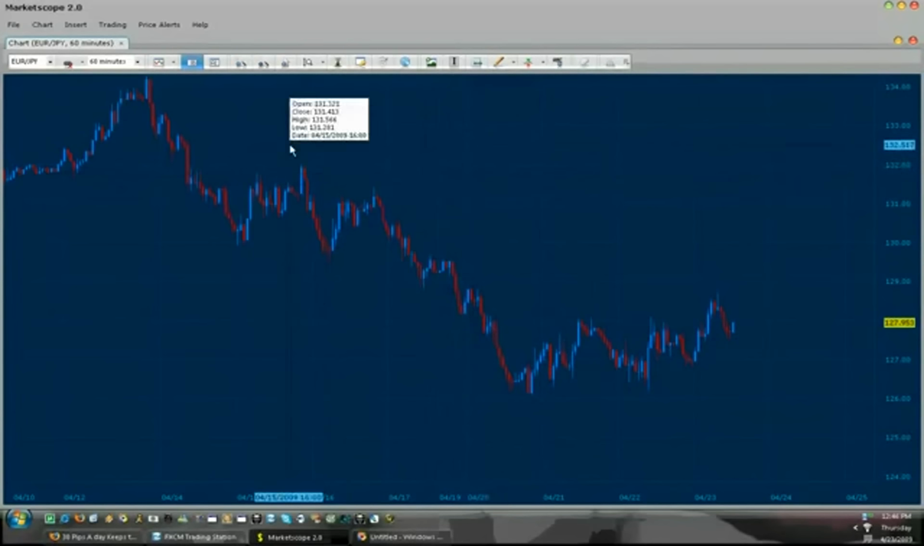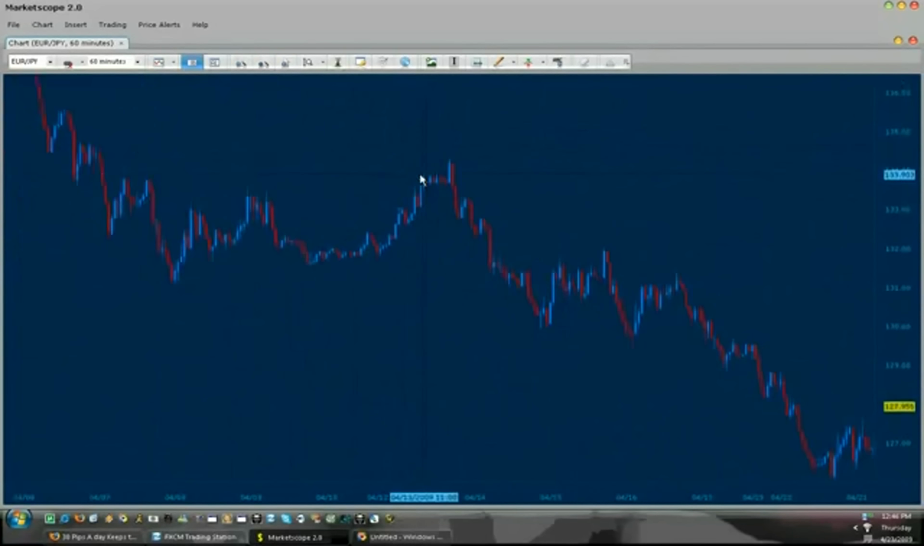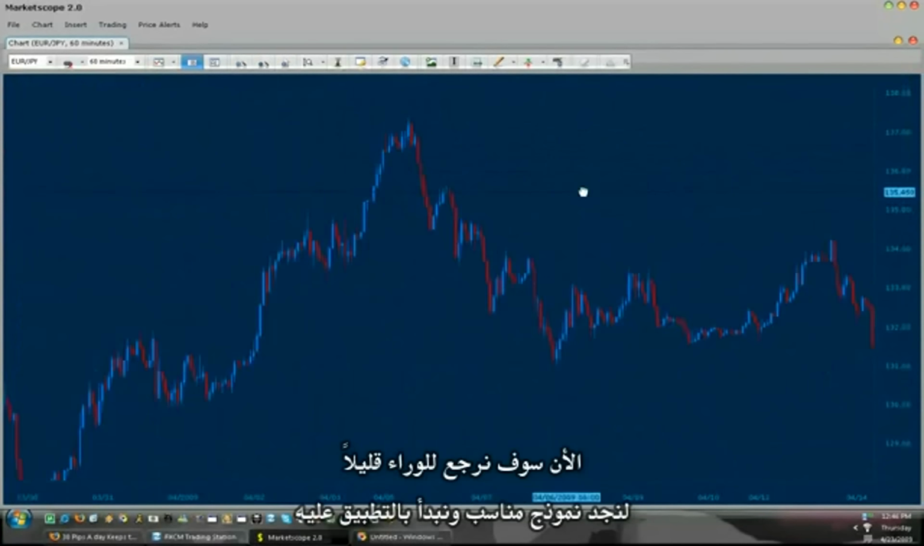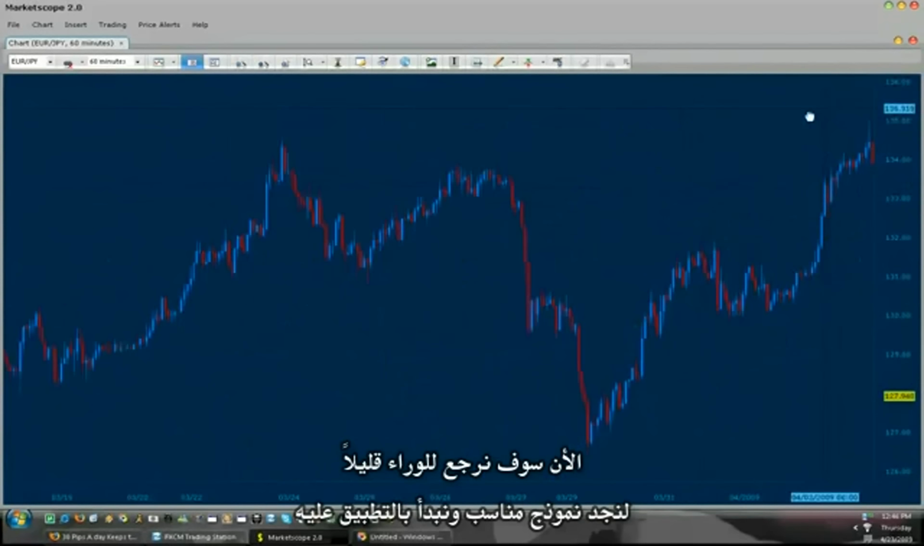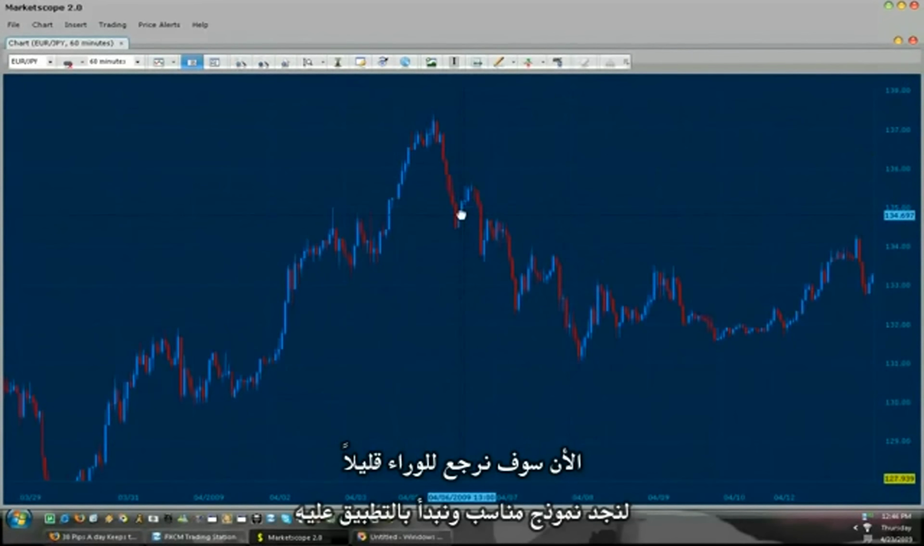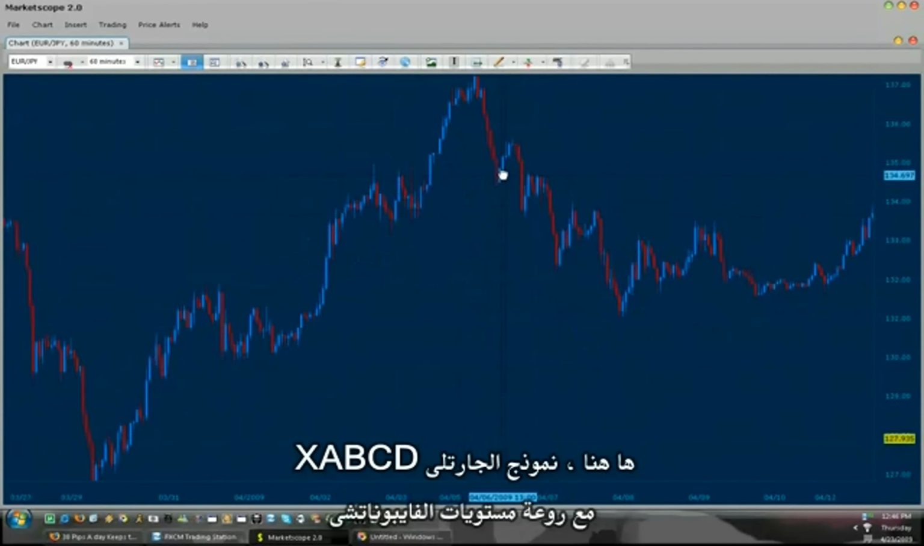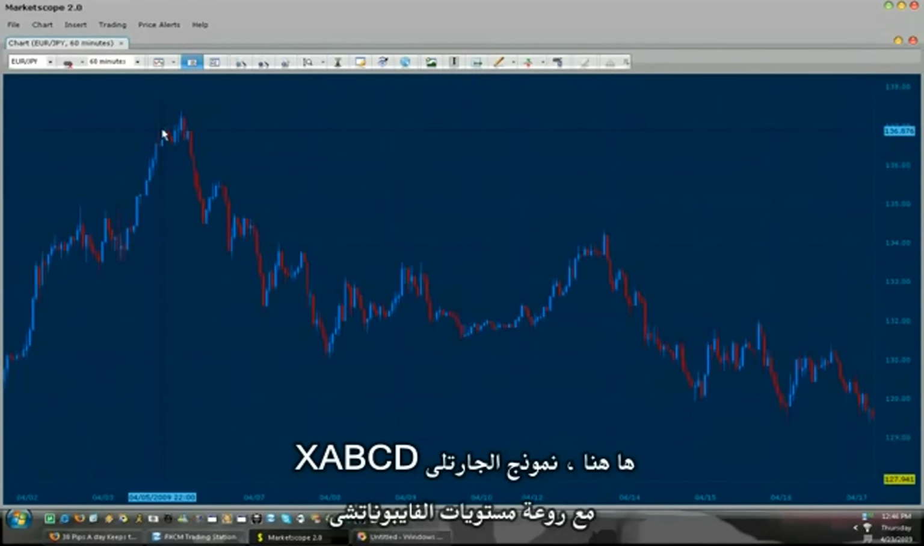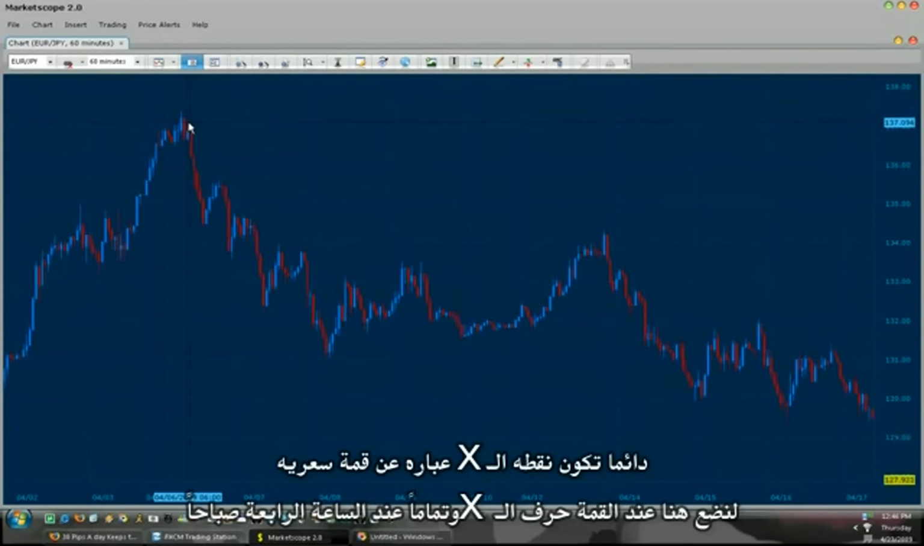Alright, now I will go back through history to find an extreme and show you how to identify the pattern. Your Gartley patterns have X, A, B, C, D, which are measured with Fibonacci. Now your X will always be at an extreme of price.